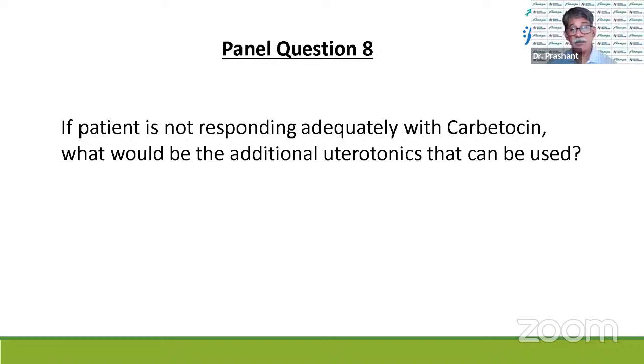Sometimes in some C-sections, we actually inject the carboprost directly into the myometrium also, for faster action. And when it comes to emergency, one would use all possible things available. At that point of time, the protocols and all that are no longer followed. I'm sharing my experience.